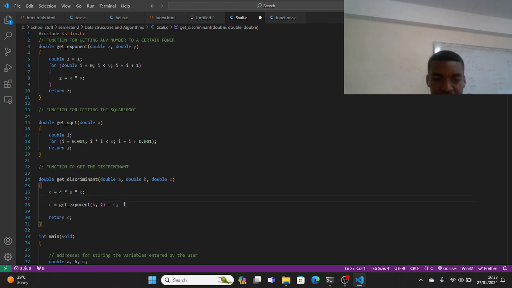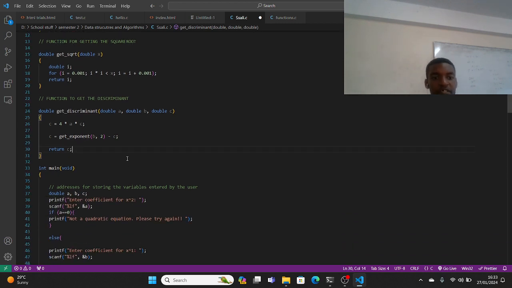From here, I called my get exponent function, where I wanted to get the value of b squared. Of course, someone else would have done this manually, which is just b times b. But as I said earlier, I'm trying to learn the syntax of the language. That's why I used this function, get exponent b 2. So this is equivalent to b squared minus c, but our c is 4ac. So this is b squared minus 4ac, and return c, which is our discriminant, b squared minus 4ac.